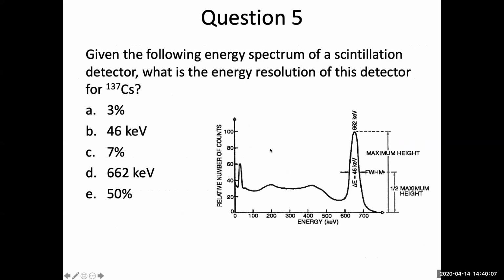Question here. Given the following energy spectrum of a scintillation detector, what is the energy resolution of this detector? We have the photopeak 662, and we have the full width at half maximum 46. If someone has a calculator, you can work it out. 6.9, excellent. Yeah, it's around 7%, the energy resolution. Okay, about 7%, 6.9, 7%, excellent.